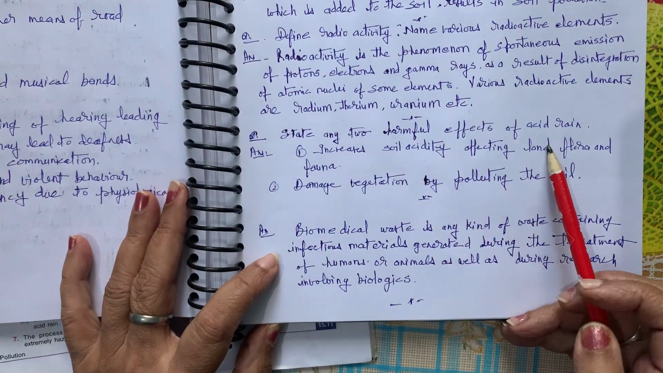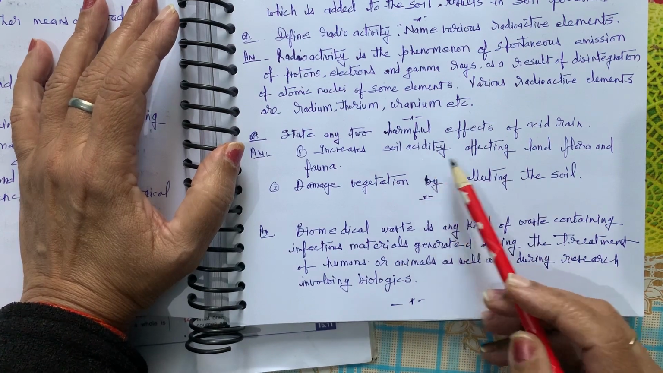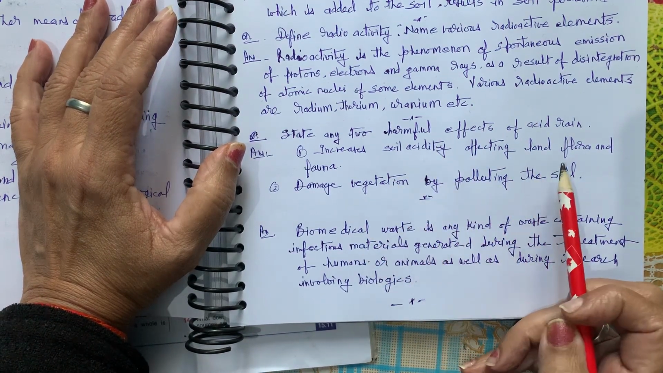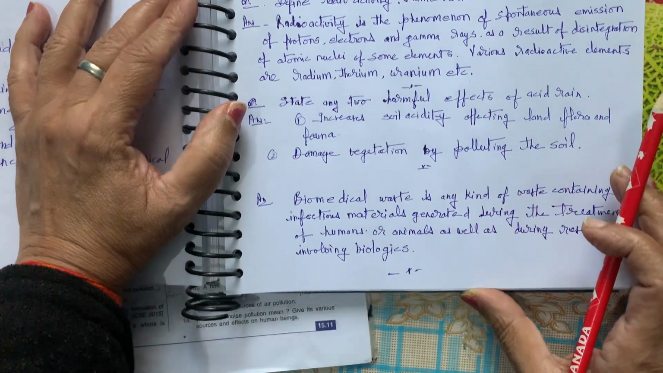State any two harmful effects of acid rain: it increases soil acidity, affecting land flora and fauna, meaning animal and plant vegetation; it damages vegetation by polluting the soil.